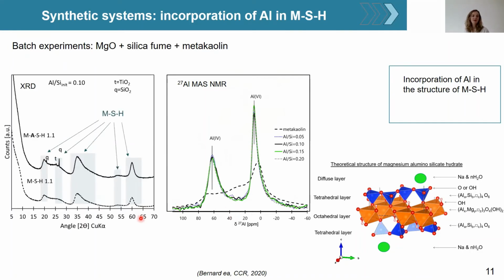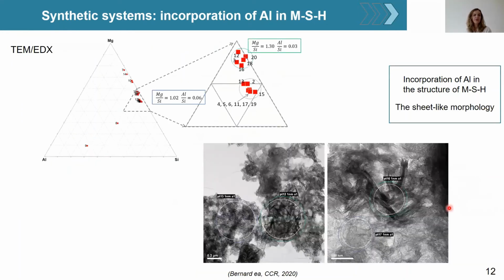And we looked at the XRD and TGA, and we couldn't observe any aluminium hydroxide or any hydrotalcite. So we suggested that actually this aluminium 6 was incorporated in the magnesium octahedral layer. We also performed TEM-EDX, and we observed also a layered structure consistent with this layered morphology that we can see for pure M-S-H.